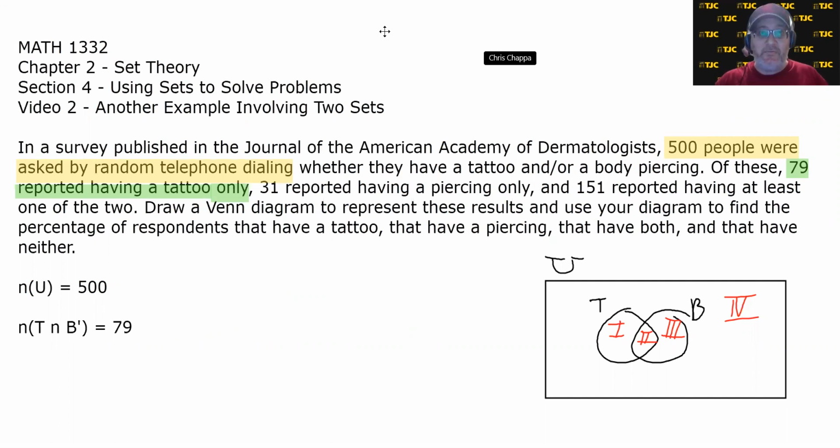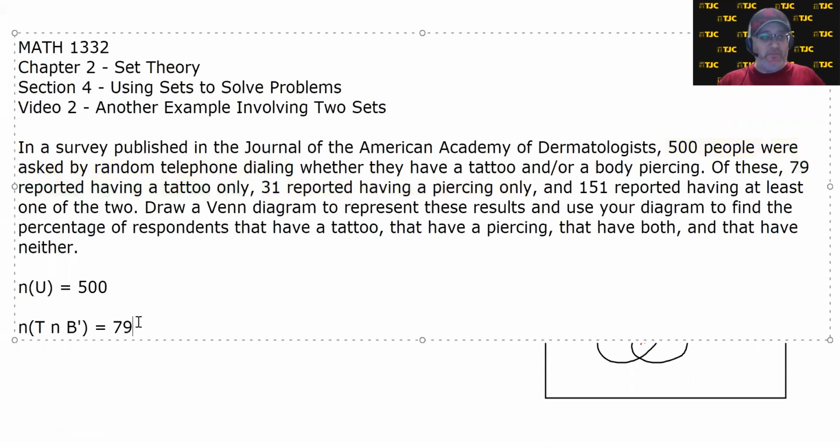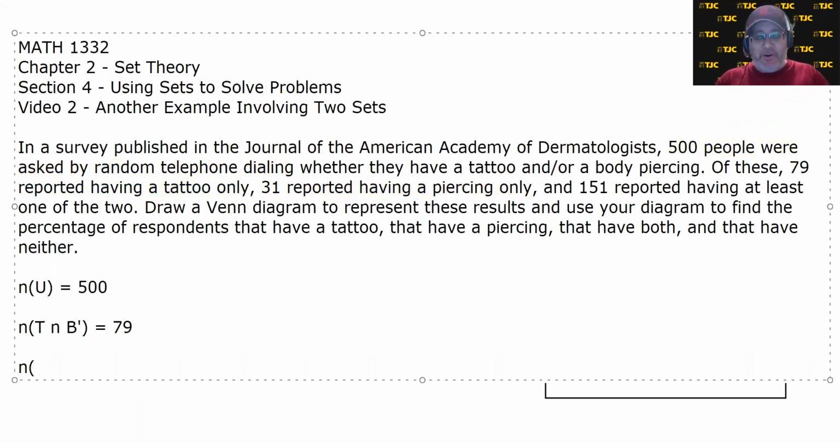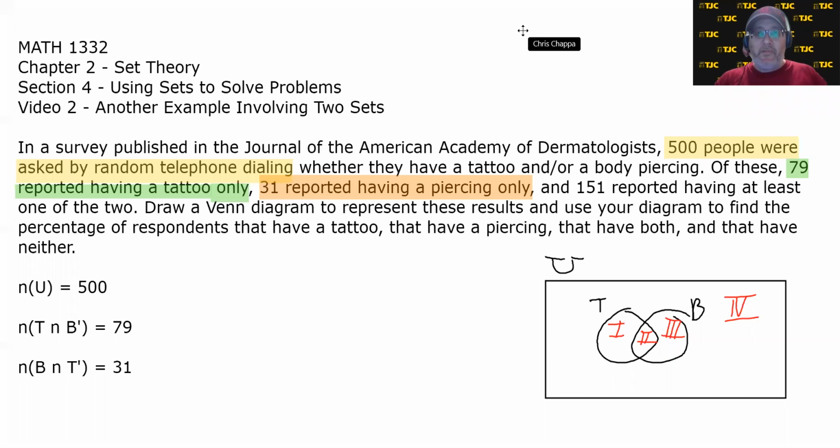What about the next number? 31 reported having a piercing only. Well, kind of the same thing here. In the Venn diagram, which region represents body piercing only and not a tattoo? That would be region 3. Body piercing only and not a tattoo means inside the B circle, but outside the T circle, and that would be region 3. Now, how would that be written in terms of sets and intersections? Well, if they have a body piercing, then they're in set B and intersection. They don't have a tattoo, they're in T complement, and we're told that that is equal to 31. And let's see what else we're given.